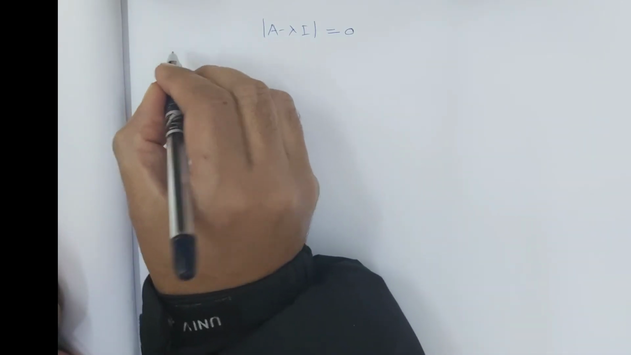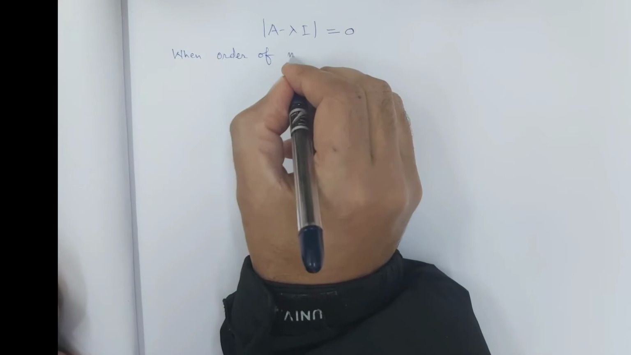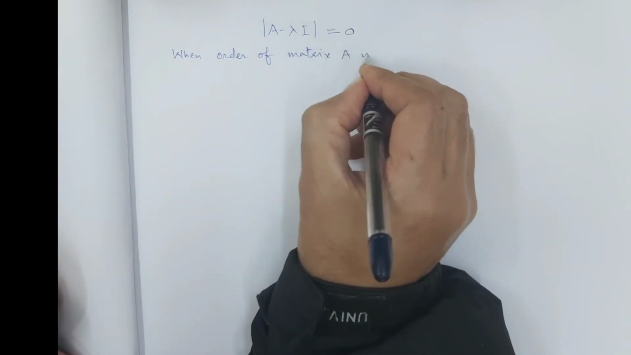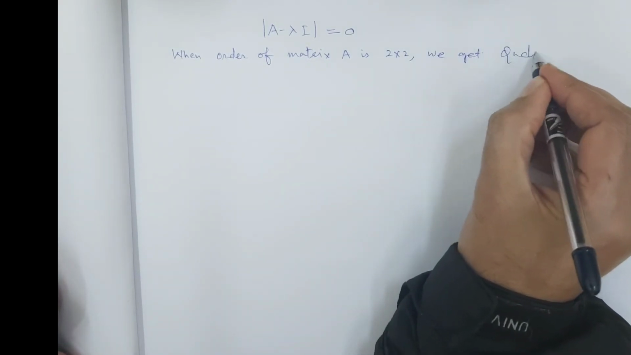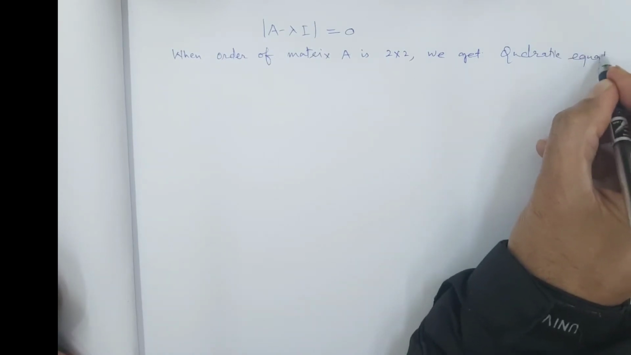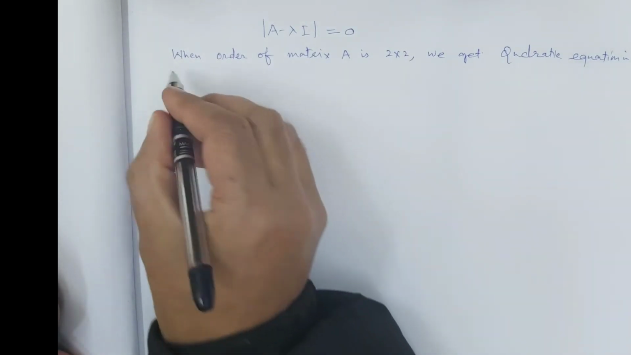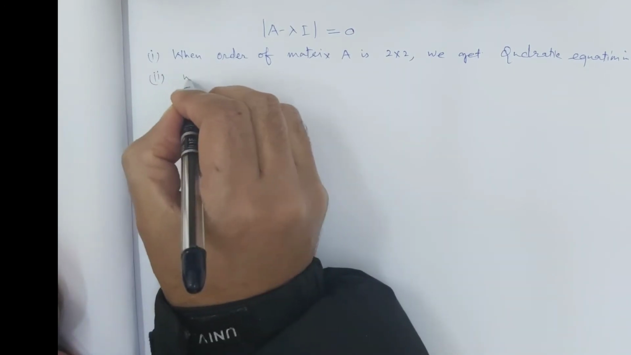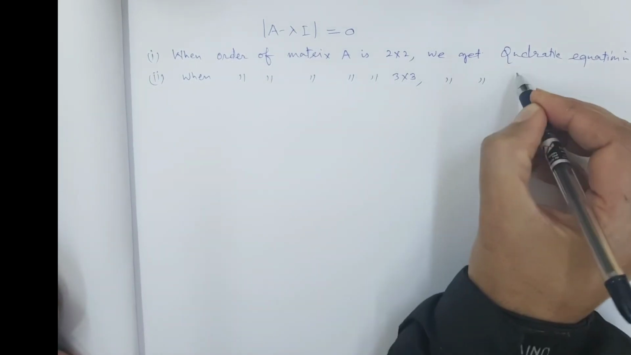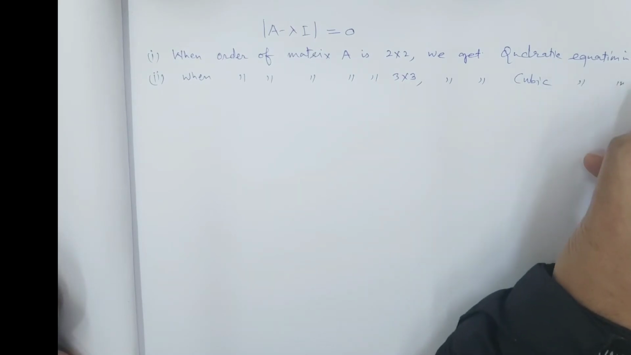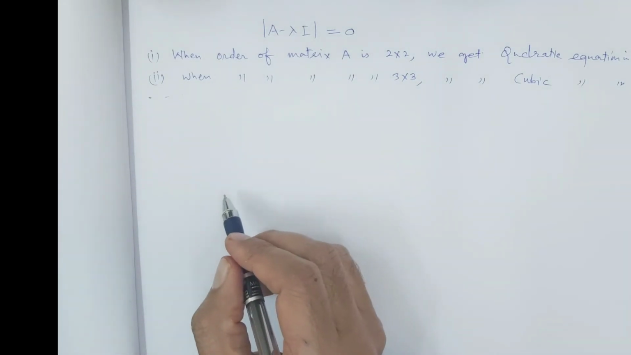We can write here when order of matrix A is 2/2, we get quadratic equation in lambda. This is also called characteristic polynomial equation in lambda. Number 2, when order of matrix A is 3/3, we get cubic equation in lambda. Similarly, for higher order, we find 4/4, that is biquadratic, and so on.